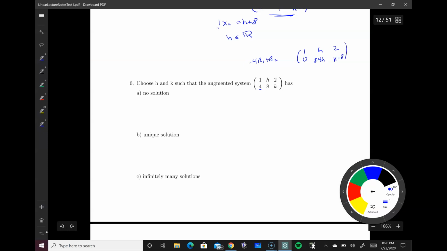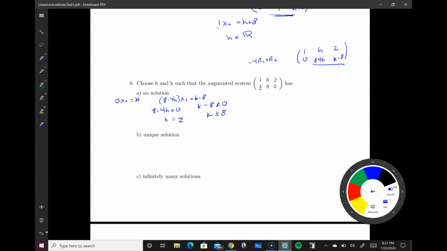8. Okay, so for there to be no solution, I would have to have 0 x2 equaling a number, right, from that last row. So that means 8 minus 4h times x2 equaling k minus 8. To be no solution, I want 8 minus 4h to equal 0 and k minus 8 to not be 0. That's when I would get no solution. So that means h is equal to positive 2, and k would not be 8.